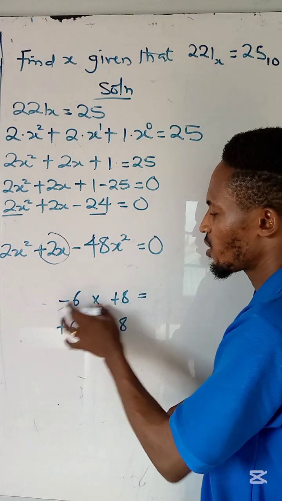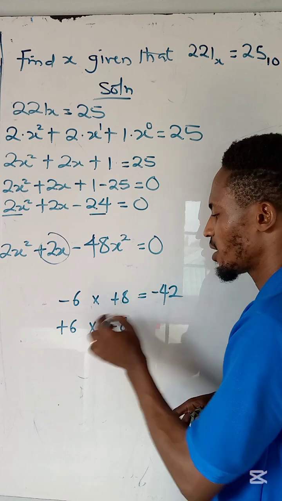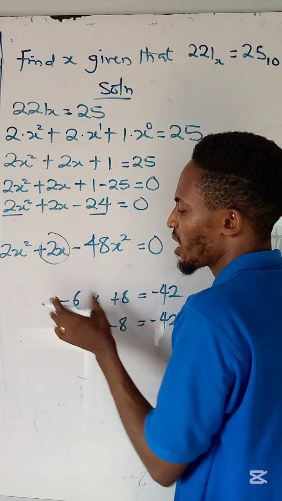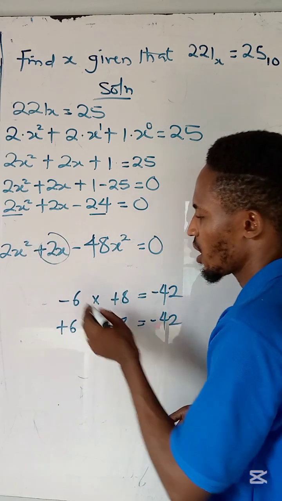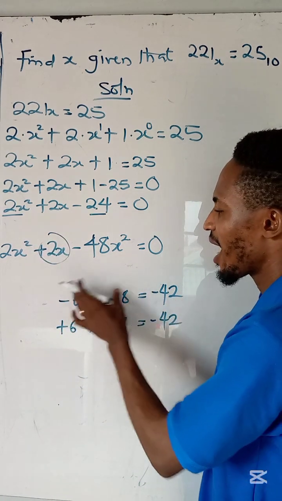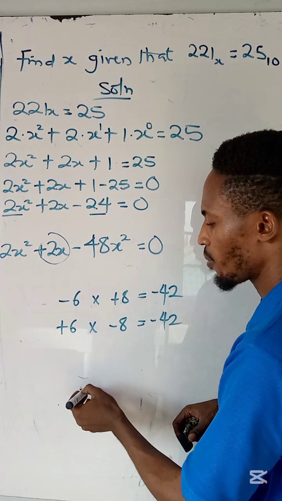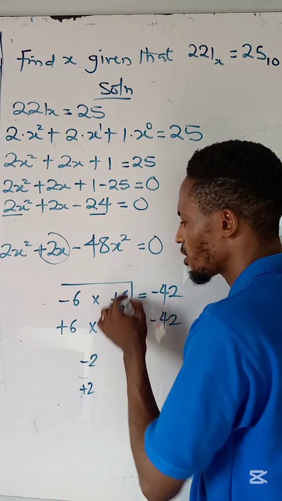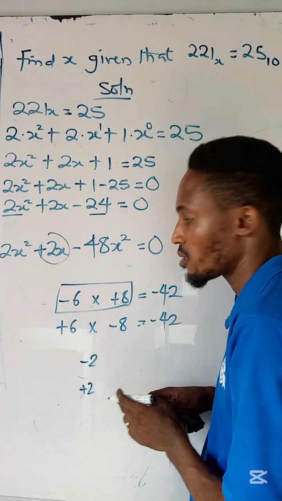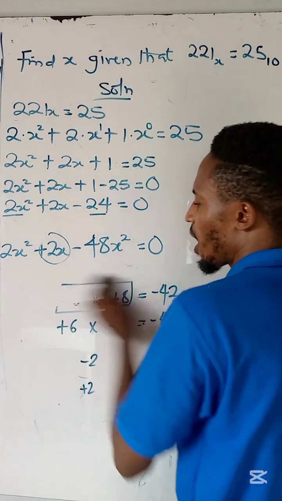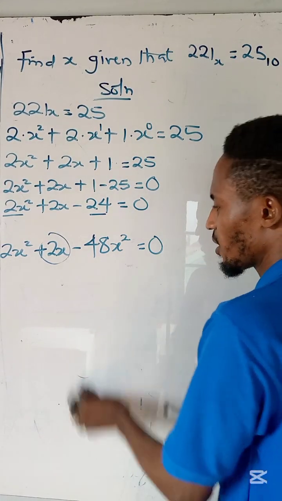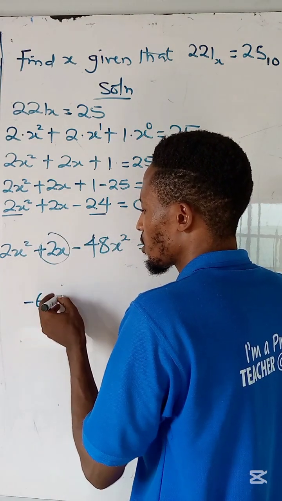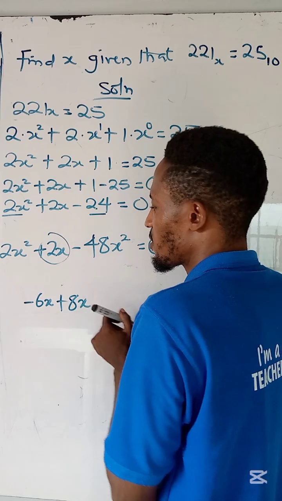Now, minus 6 plus 8 gives us plus 2, right? This also gives us minus 2. We should consider the one that when added gives us a plus 2. If I add these two together, their addition will give me a plus 2. But these two, if they are added together, the addition will give me a minus 2. So this is the combination that we are picking. So we'll pick a minus 6 and the plus 8. Therefore we're having these two substituted by a minus 6x plus 8x.